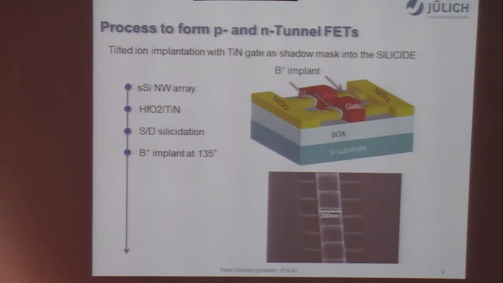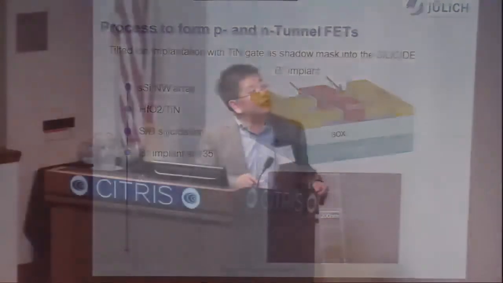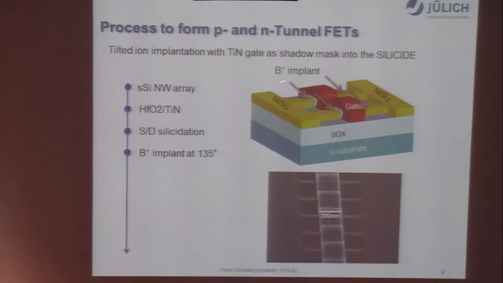So the next step is the boron implantation. There's a source drain implantation, I would say, because normally the TFET has oppositely doped source and drain. Normally you need masks to do the implantation, but in our process we don't need any masks. We do tilted ion implantation and use the gate as a shadow mask.